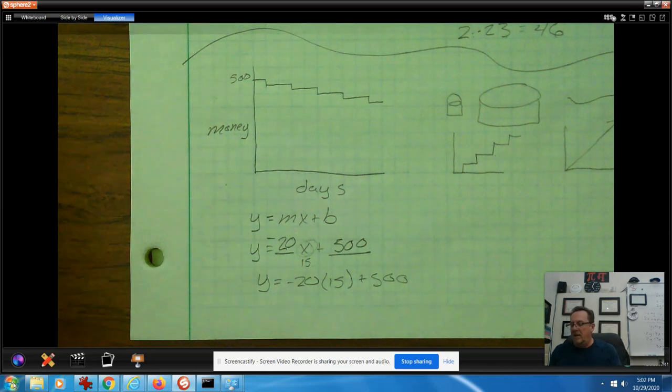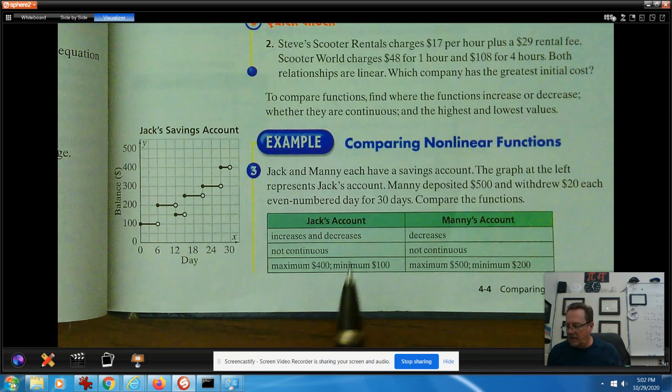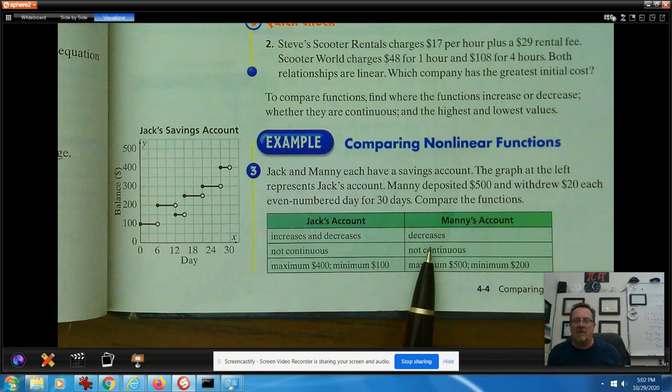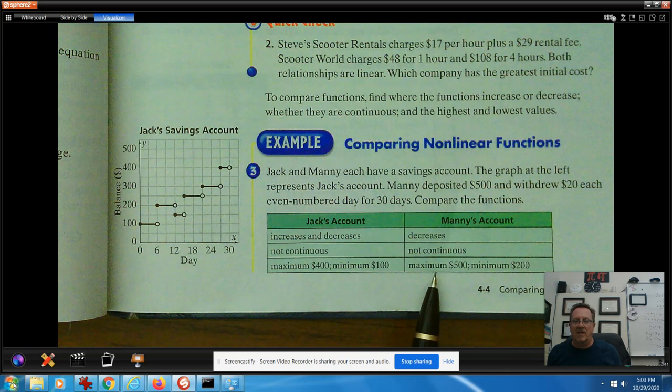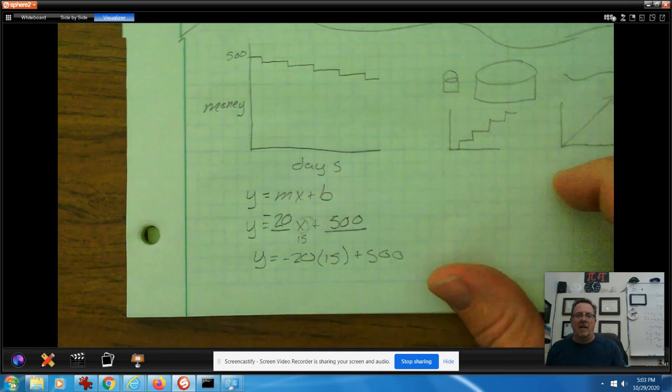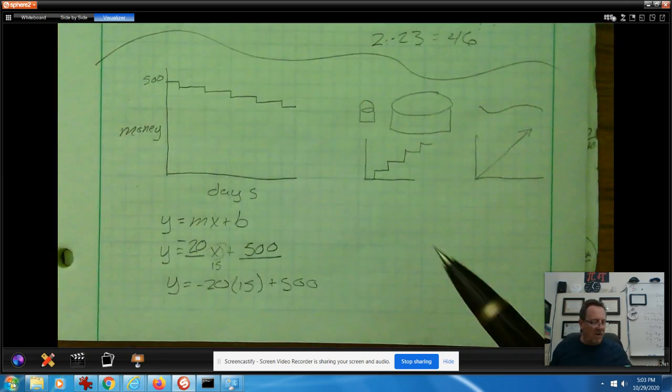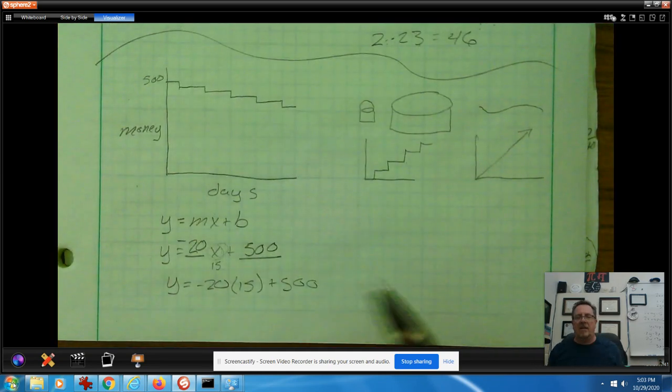All right. And if you look at the information that the book gave us, it's kind of the same thing. It says, well, Manny's account is decreasing. It's not continuous, so it is discrete. And it started at 500 and it ended at 200. We came up with the same things that they did. But now in your homework, who has to come up with that information? And the answer is, well, you do. And how you talk about it, how you think about it is kind of up to you.